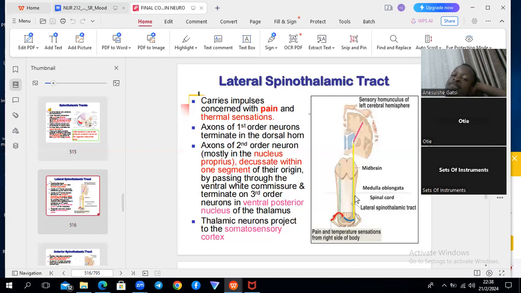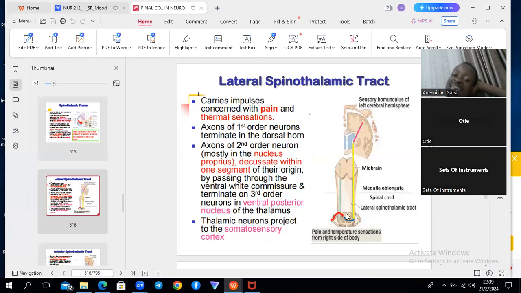Spinothalamic. Spinothalamic is carrying pain and temperature, right? And remember I said we have 3 sets of neurons. The first order neuron carries the sensation towards the spinal cord, right? But for spinothalamic, it decussates in the spinal cord. It crosses to the opposite side in the spinal cord, so that when it ascends to the brain, it ascends on the side where interpretation is. So if it's coming from the left body, it has to be interpreted on the right brain, right?